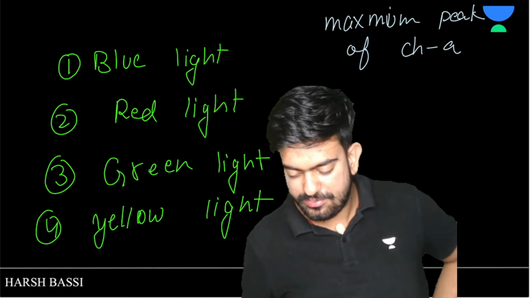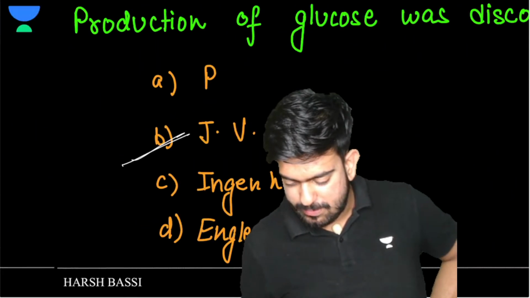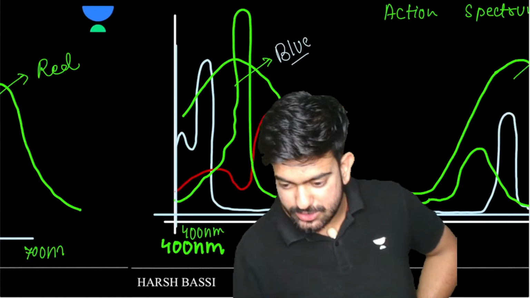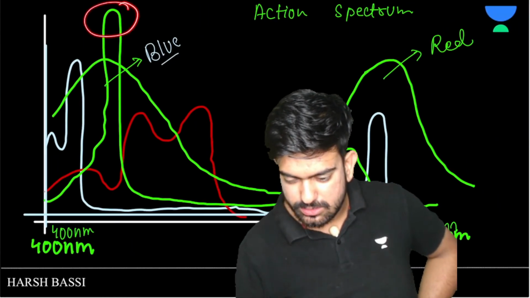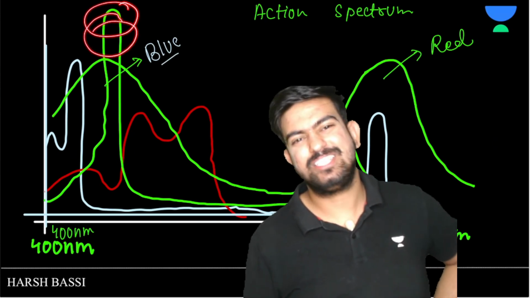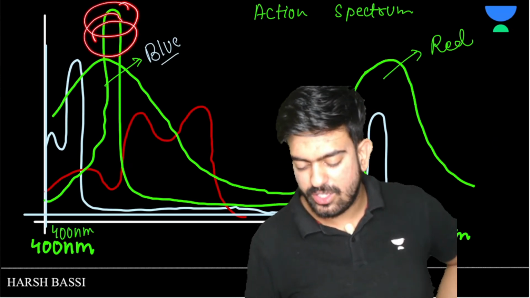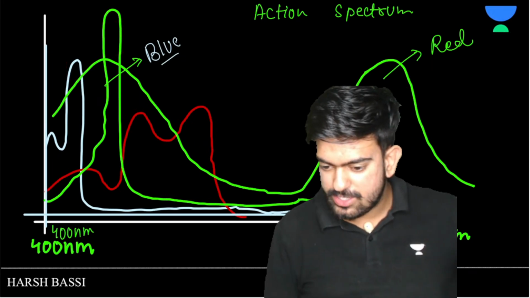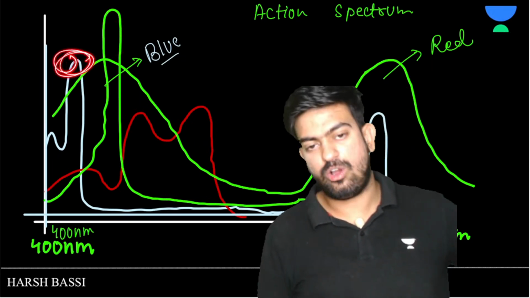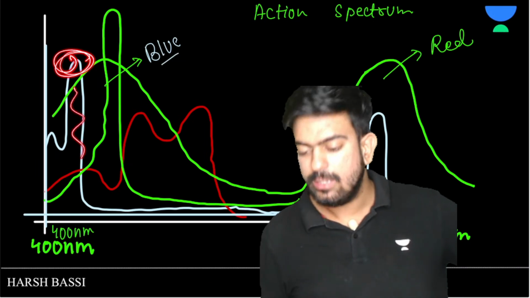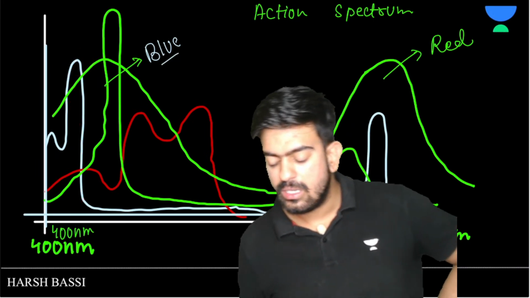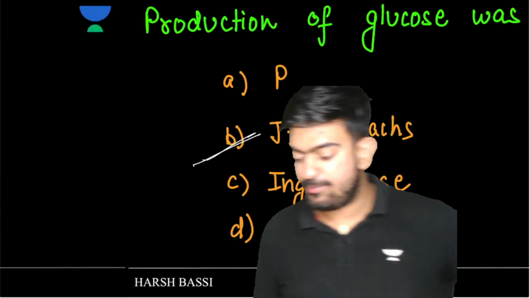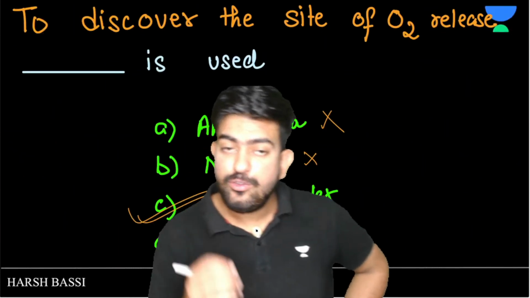Obviously, check the graph, people. See, this was chlorophyll B. This is chlorophyll A. So in chlorophyll A, the maximum peak is absorbed in the blue region. Clear to everyone? Great.